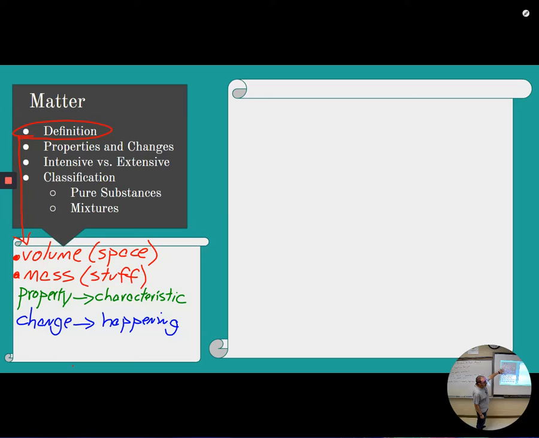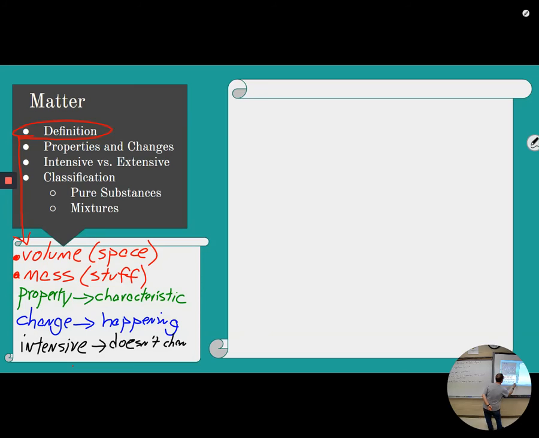Now, if we mentioned just a minute ago when we were looking at review, the difference between intensive and extensive properties. Intensive, okay, it doesn't change based on quantity. Extensive does. I don't have room to write extensive, but it's just the opposite.